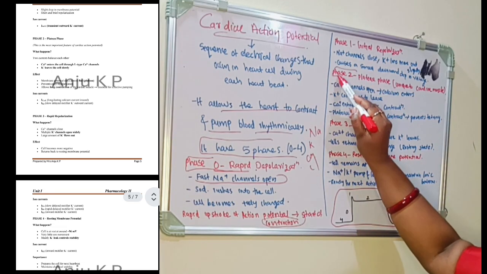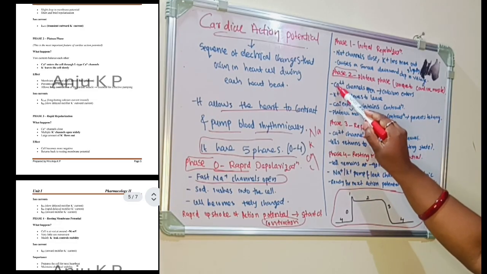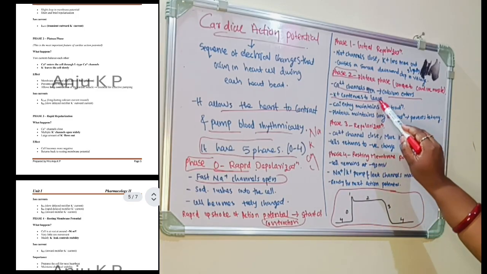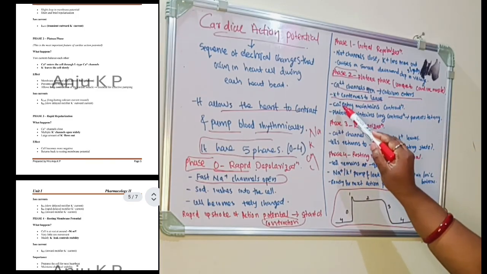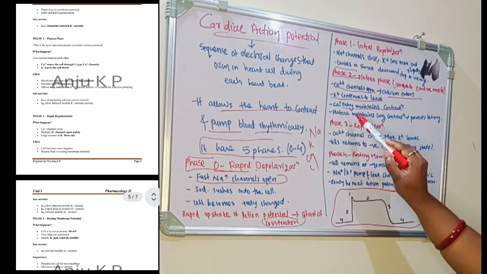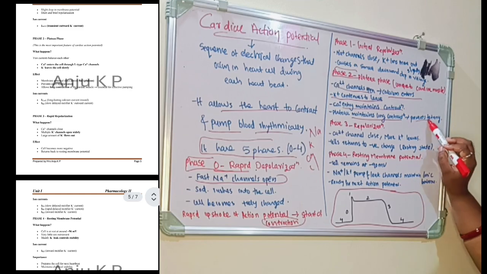So next one is phase 2, that is the plateau phase. Okay, this is unique to cardiac muscle. So here the calcium channels will get opened. The calcium will enter and potassium continues to leave. So the calcium entry maintains the contraction, and the plateau maintains a long contraction. Okay, it will prevent tetany.